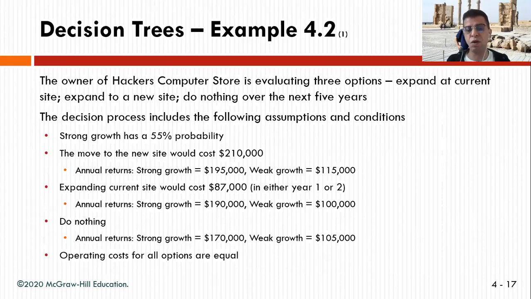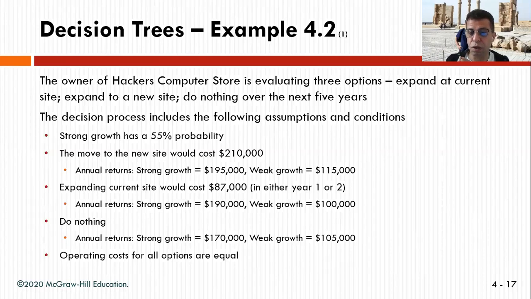Now, in case they say we will be expanding the current site and not moving, it would cost them only $87,000, either in year 1, or maybe they want to expand in year 2, because one of the decisions is, let's not do anything this year, and next year we'll expand. The third decision is just to do nothing. Since expanding will cost only 87,000, whereas moving to a different plant is 210,000.